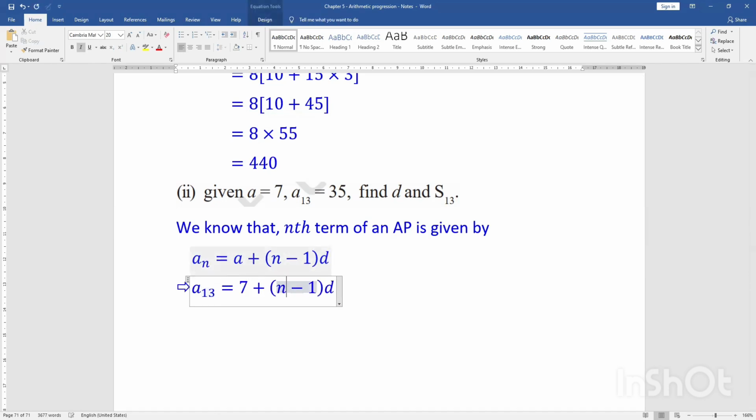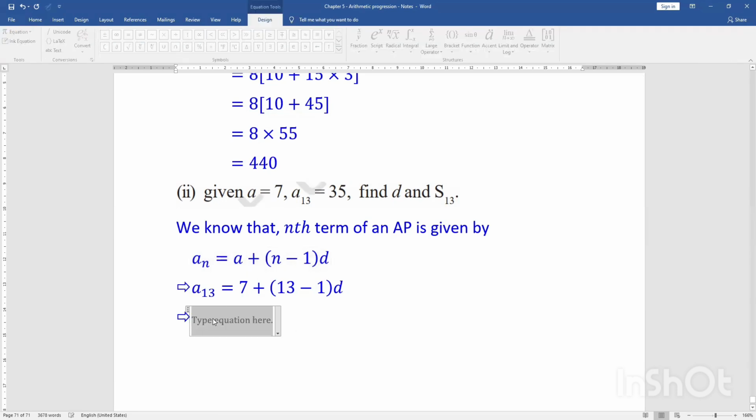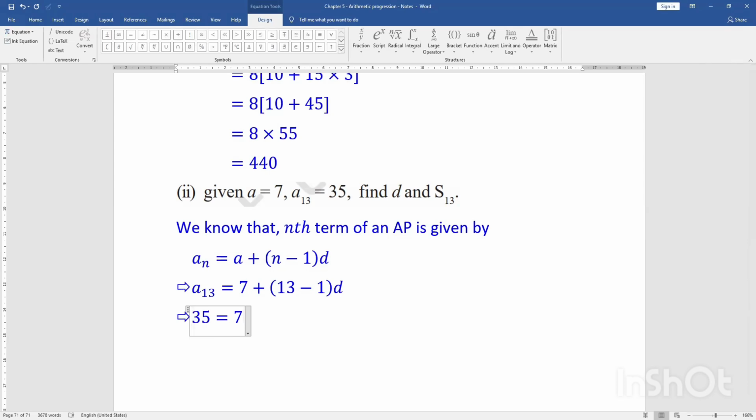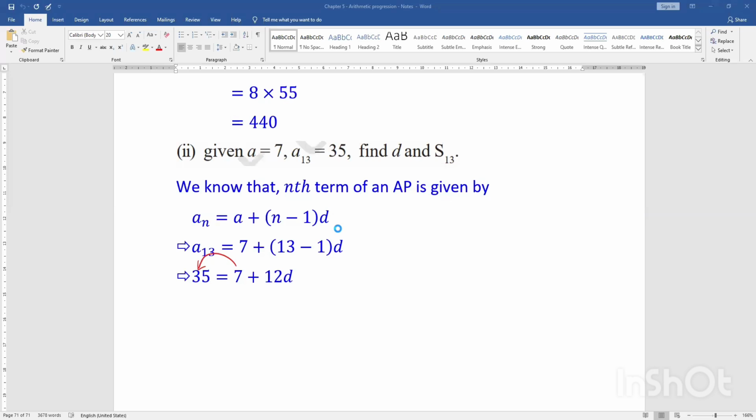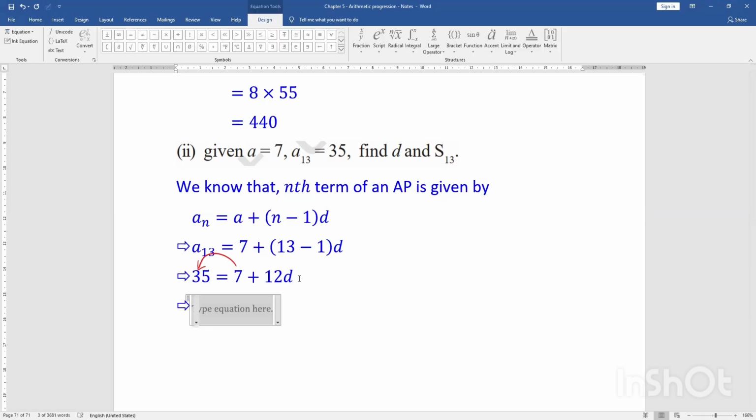What is a value? It is 7. N value is 13. And do you know the value of d? I don't know, right? So write it here. So a13 value, you substitute 35. So 35 equals 7 plus, what is 13 minus 1? It is 12. 12 into d. Then we have 35 minus 7 equals 12d.